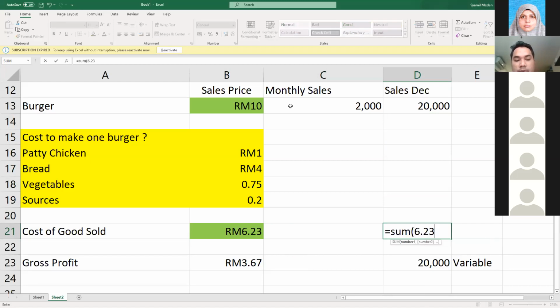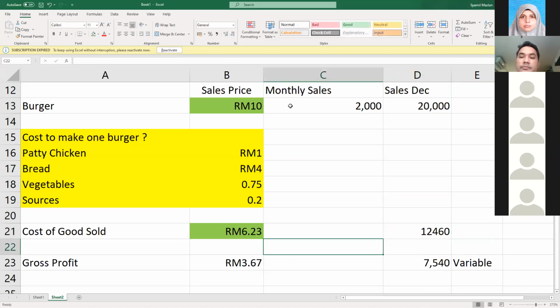6.23 will multiply by 2,000, right? Okay. So you see that how much you get for gross profit is about 7,540. Okay. Easy, right? How to calculate your gross profit? For example, if you start any of your business, you must know whether the business is profitable or not.